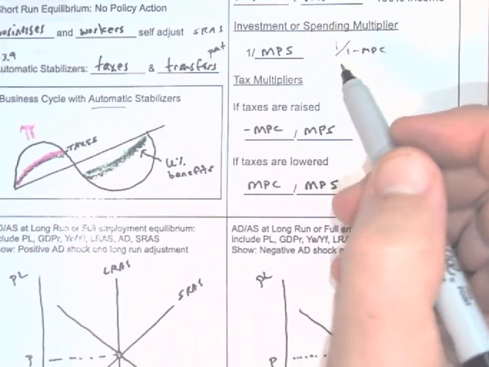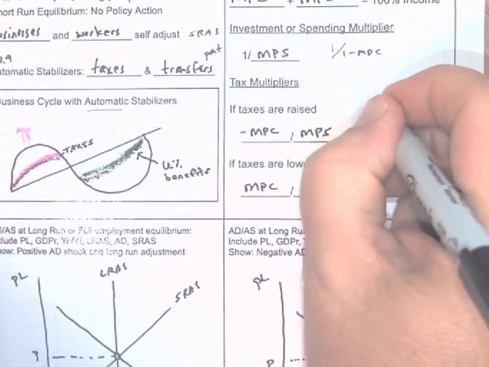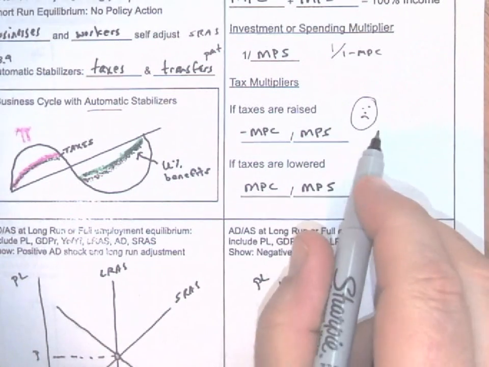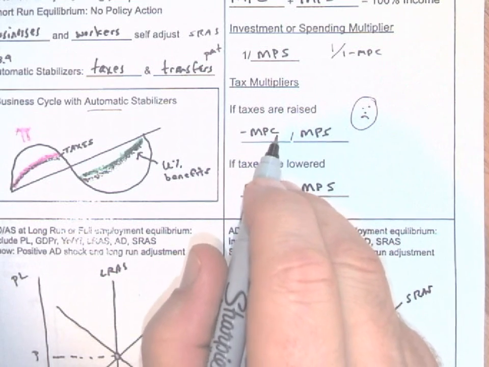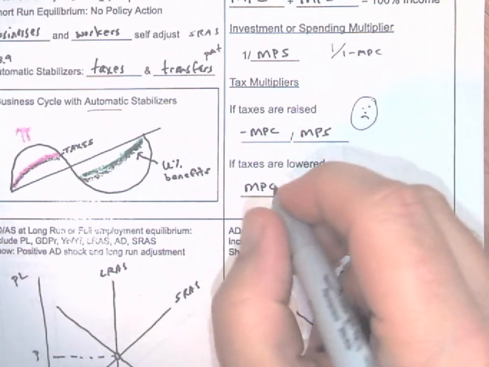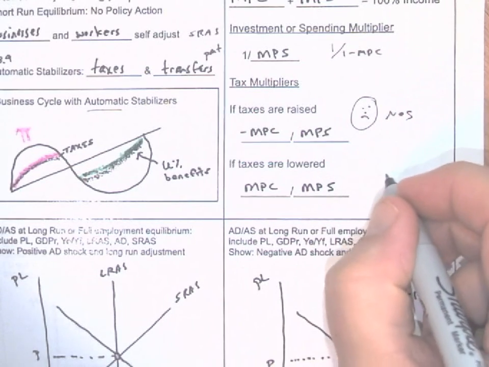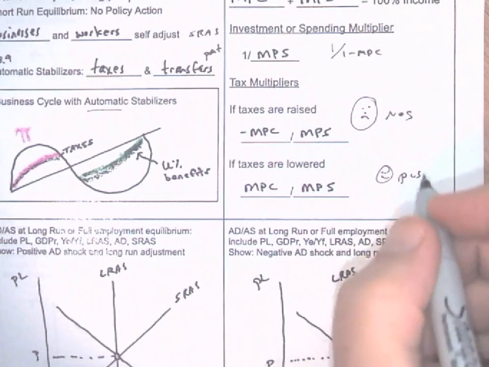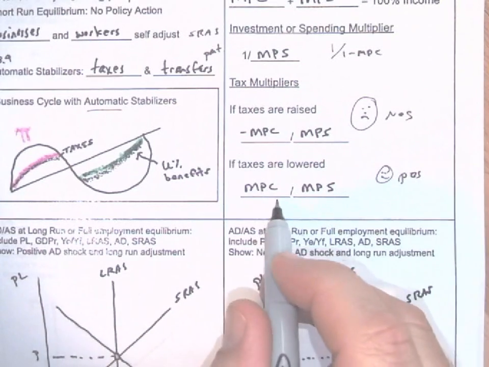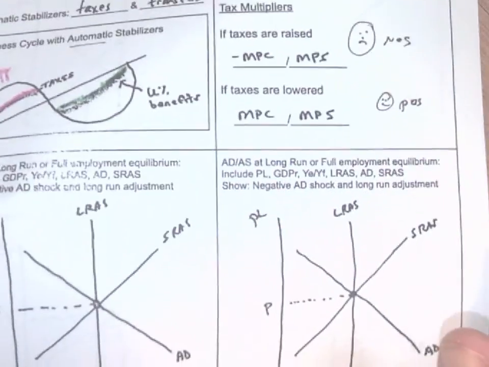To solve for that if you get MPC in the question. If it's a tax situation, remember if taxes are raised, that is a negative for people. If people are sad because they're taxed, they don't spend as much, so we pull spending out of the economy. If taxes are lowered, that's a positive. So this is a negative multiplier, and this is a positive multiplier, because if taxes are lowered, it's positive for people. So that's going to be a positive tax multiplier.